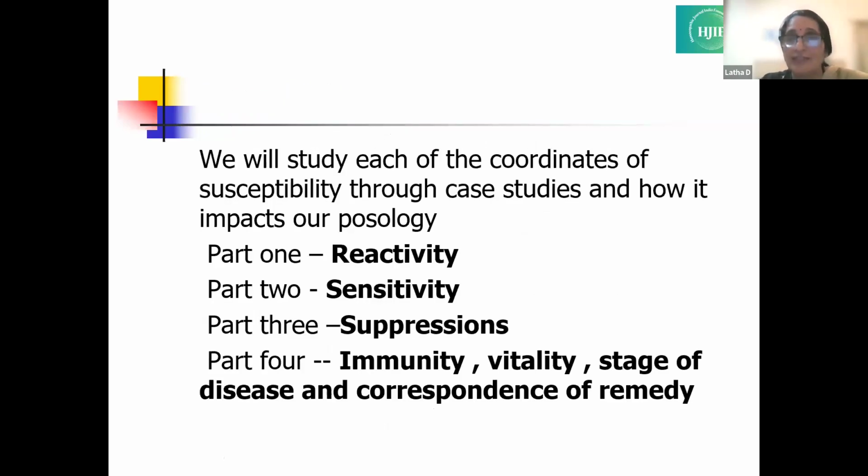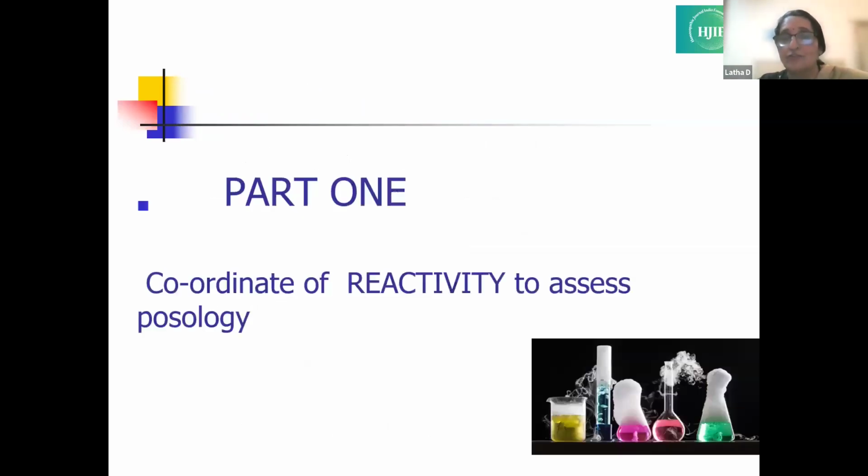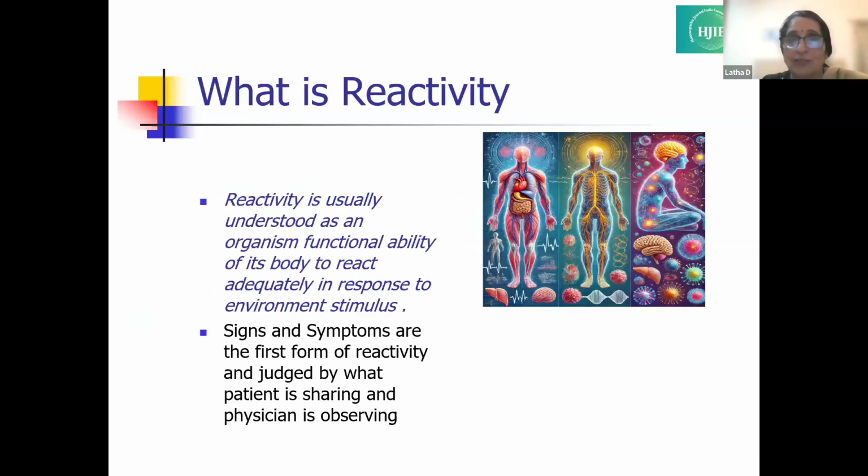The presentation is divided into 4 parts. The first part is reactivity, how it impacts our posology. Then is sensitivity. Then how suppressions make an impact on posology. And finally, the whole cluster of immunity, vitality, stage of disease, and correspondence of remedy. So let me begin with the first part, the coordinate of reactivity to assess posology.